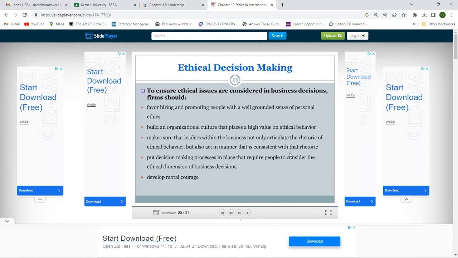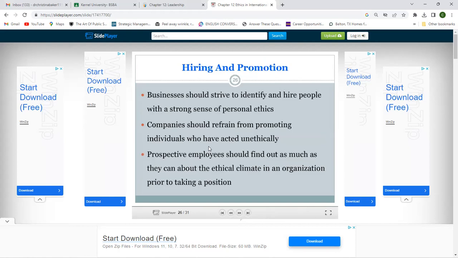To assure ethical issues are considered in business decisions, firms should favor hiring and promoting people with a well-grounded sense of personal ethics, and build an organizational culture that places high value on ethical behavior. They should make sure that leaders within the business not only articulate the rhetoric of ethical behavior but also act in a manner consistent with that rhetoric. They should put decision-making processes in place that require people to consider the ethical dimension of business decisions, and develop moral courage.